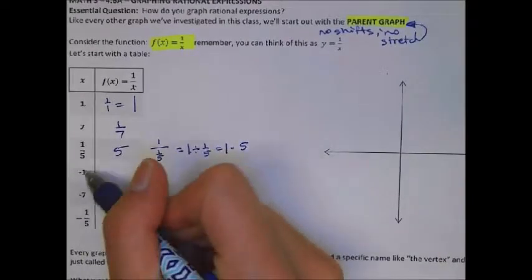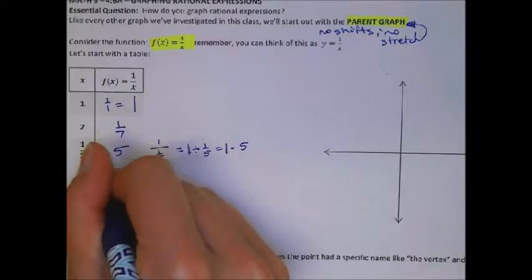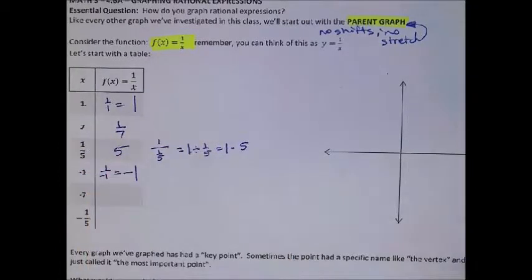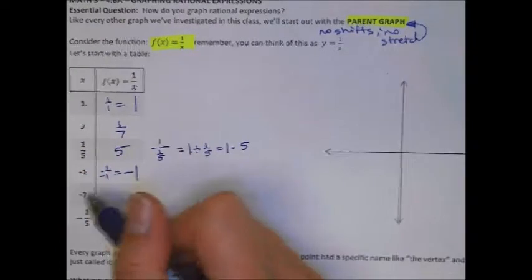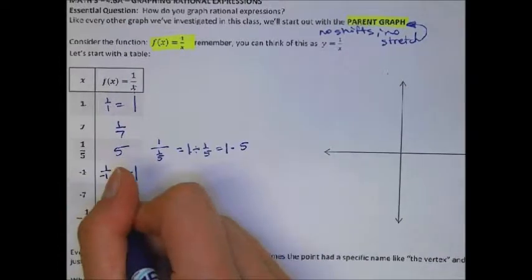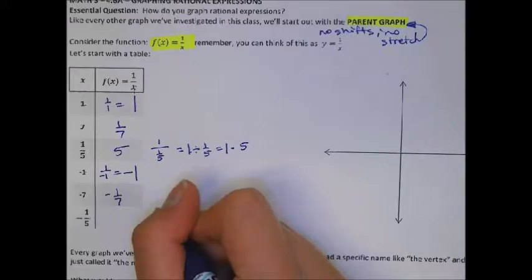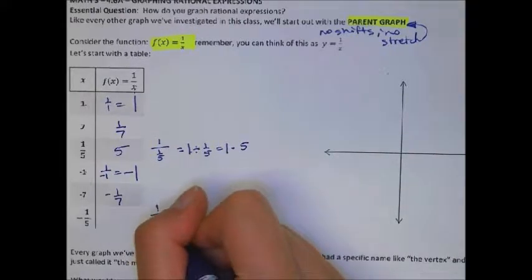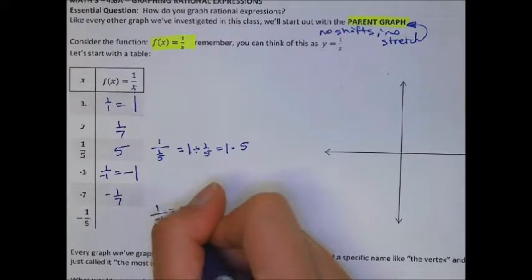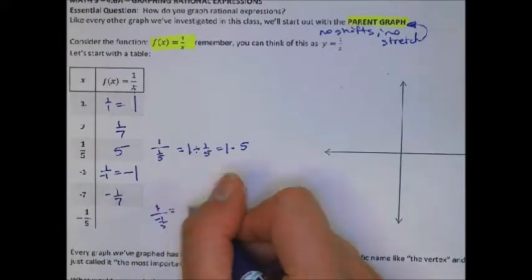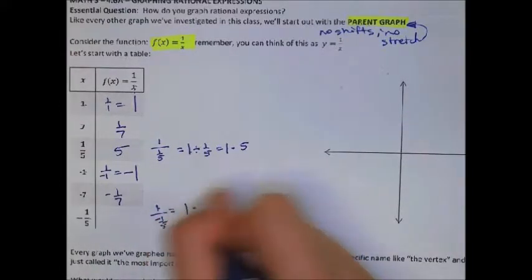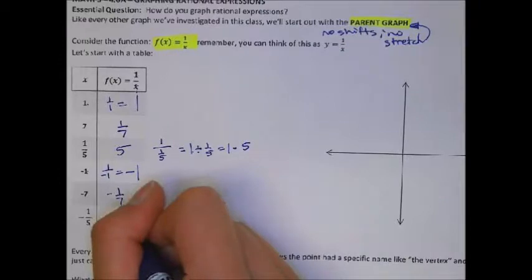Let's plug in -1. 1 over -1 is -1. Let's plug in -7. I get -1 over 7. And if I do 1 over -1/5, keep, change to multiplication, flip, I get -5.